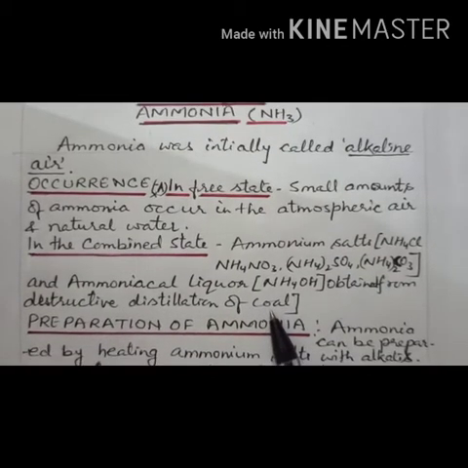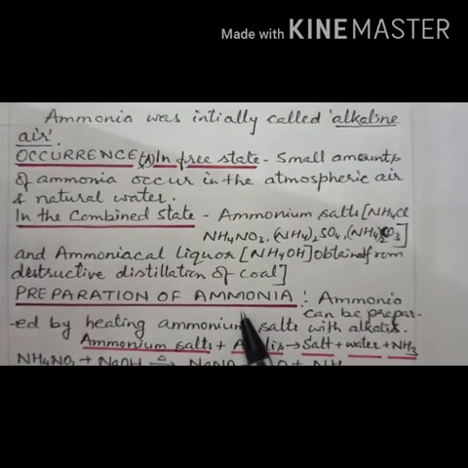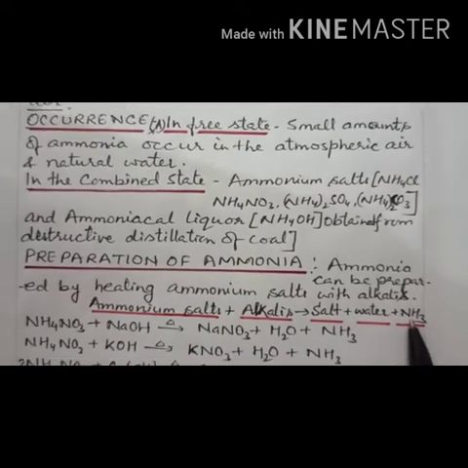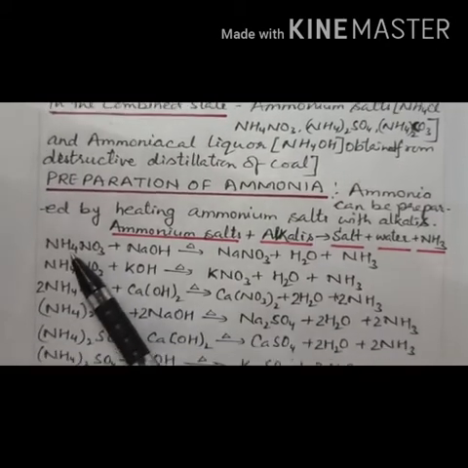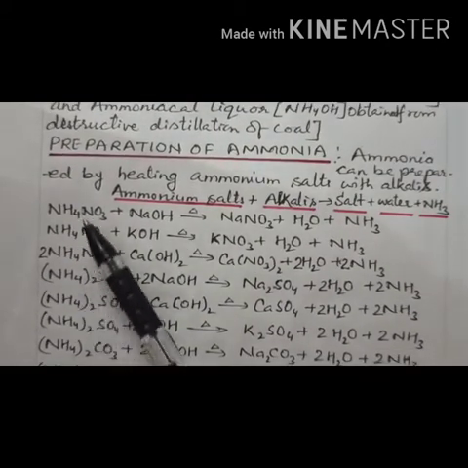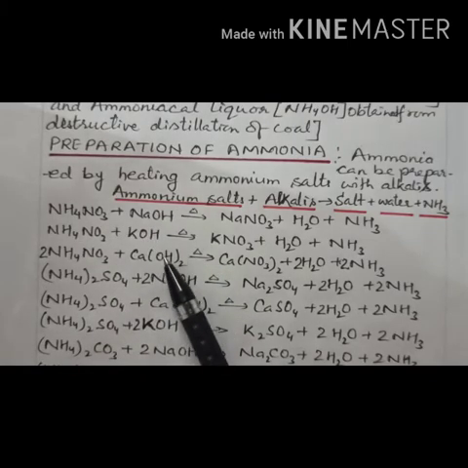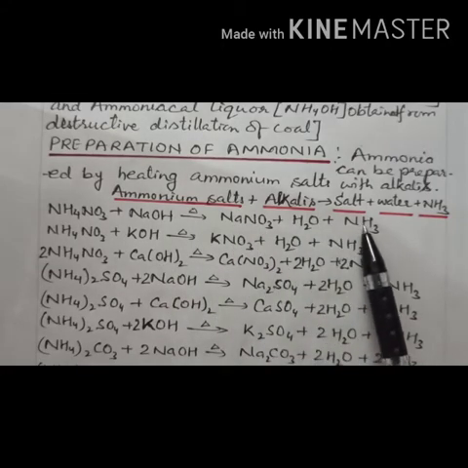Now, next is your preparation of ammonia. How is the ammonia gas prepared? Ammonia gas can be prepared by heating ammonium salt with alkali. Whenever any ammonium salt is heated with alkalis, it always gives you salt, water and ammonia gas. Let's see the examples. All these are what? Ammonium salts. When these ammonium salts react with these alkalis, sodium hydroxide or potassium hydroxide or calcium hydroxide, they always give salt, water and ammonia gas.